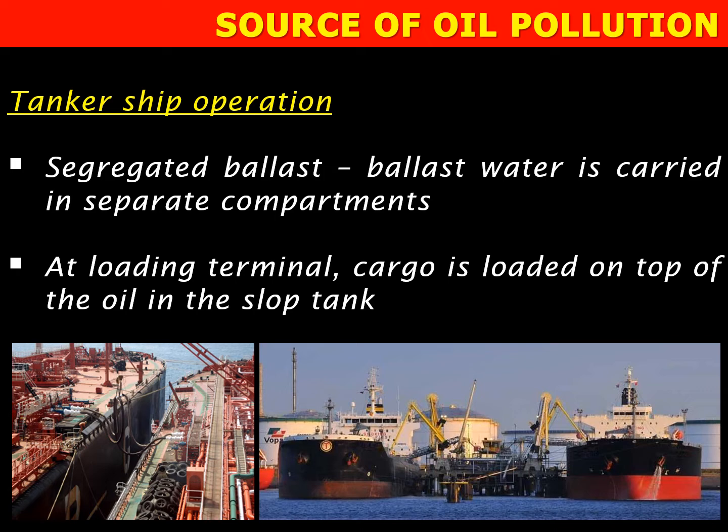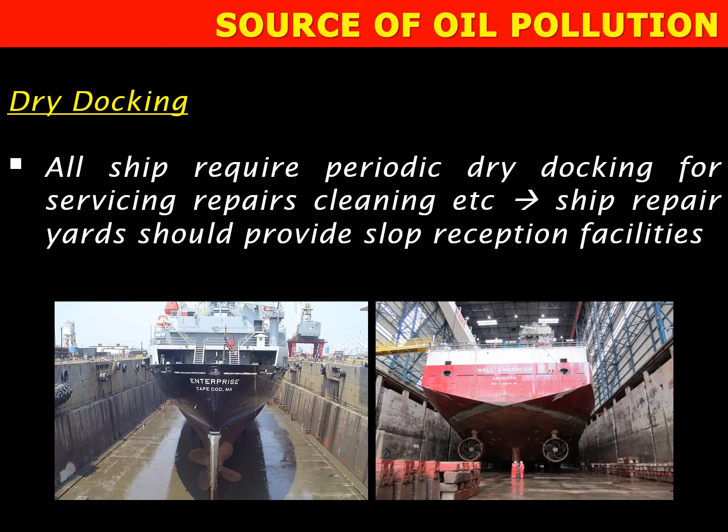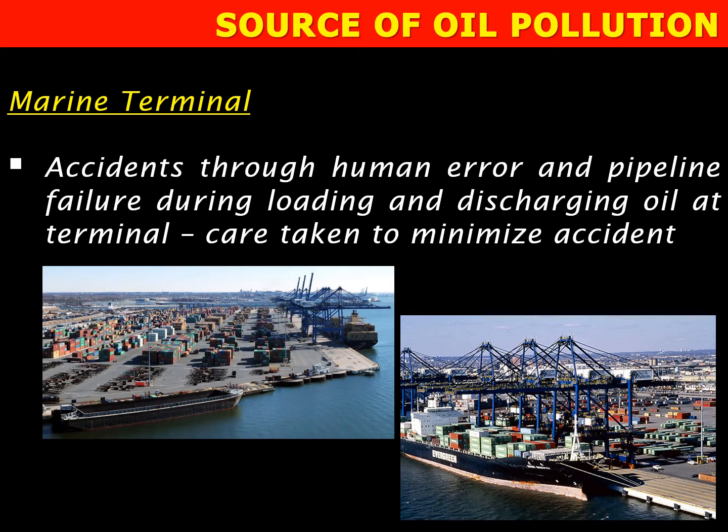Tanker ship operation. The segregated ballast water is carried in separate compartments and might contain oil. At the loading terminal, the cargo is loaded on top of the oil in the slop tank. Dry docking. All ships require periodic dry docking for servicing, repairs, and cleaning. Ship repair yards should provide slop reception facilities. Marine terminal. Accidents through human error and pipeline failure during loading and discharging oil at the terminal. Care must be taken to minimize accidents.